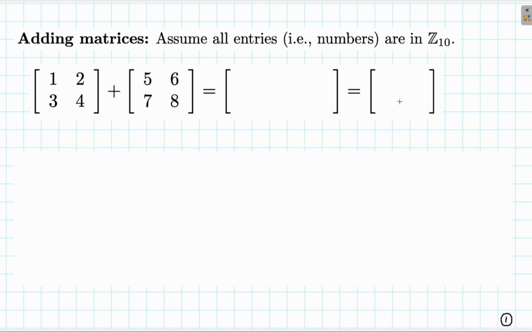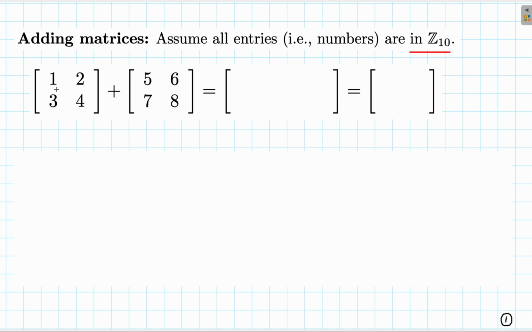Also, for this example, we're going to assume that all entries, meaning numbers, are in Z10. So let's keep that in mind as we do some computations with these matrices. So first, let's see how we can add a pair of matrices together. Now, adding matrices is fairly straightforward. We just add the corresponding entries.